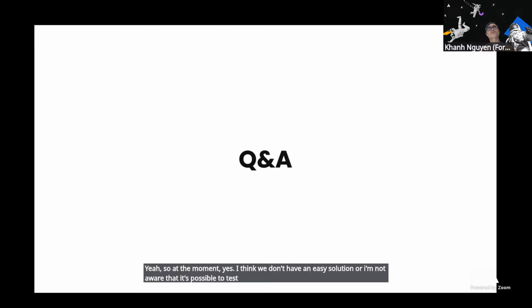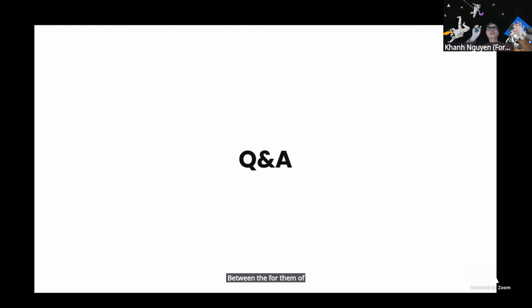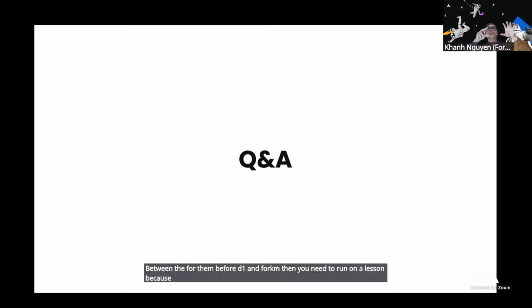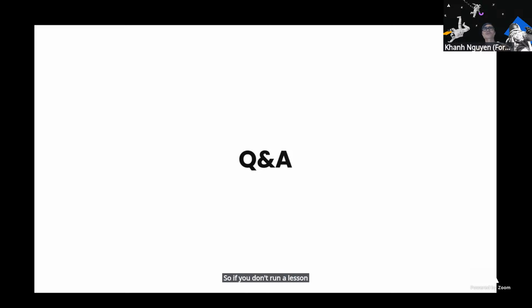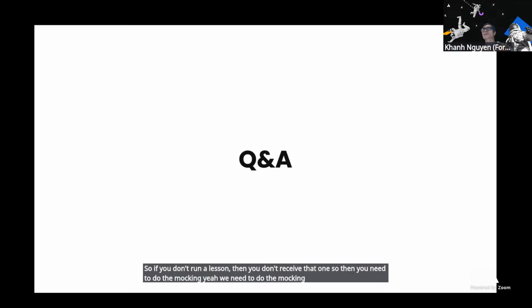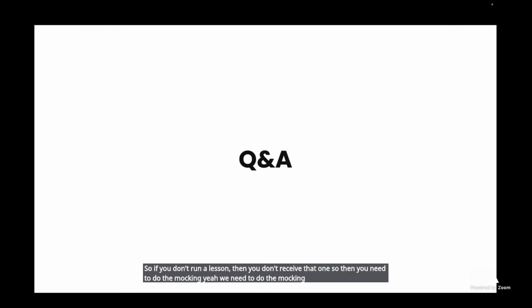Yes, if we do the unit test, then you don't need to depend on the Atlassian architecture or API. But if you want to test between, for example, Forge UI and Forge Backend, then you need to run on Atlassian, because, as just explained, there's a Forge platform standing in the middle that forwards the call from Forge UI to Forge Backend. So if you don't run on Atlassian, then you don't receive that one. So then you need to do the mocking. Okay, thank you.